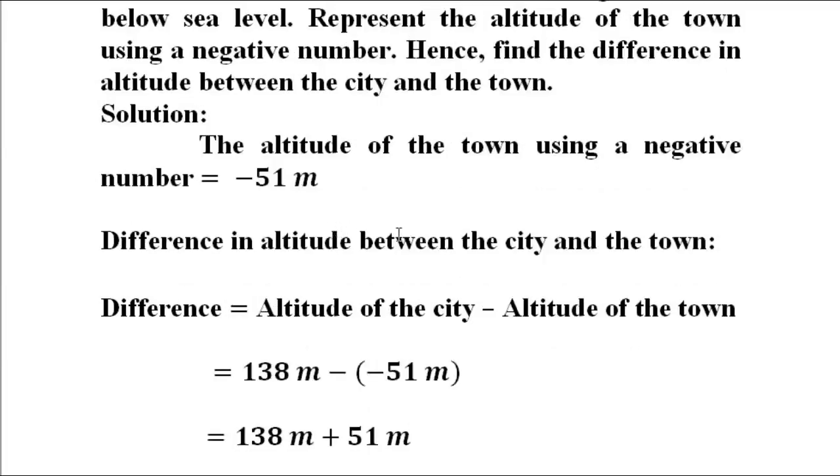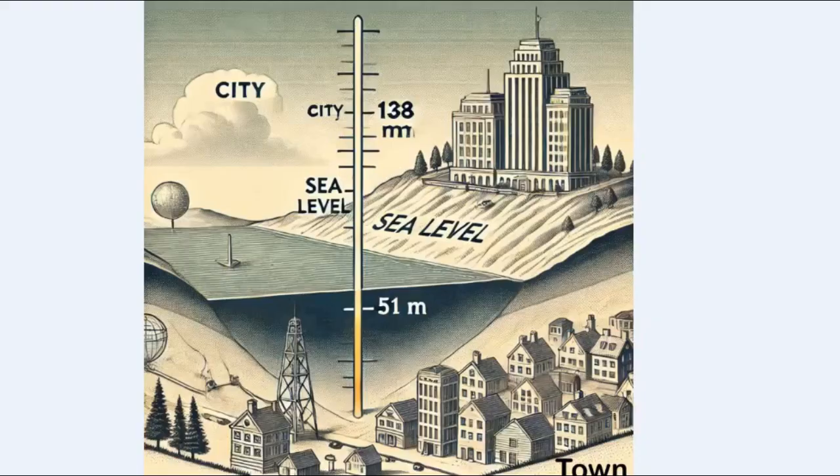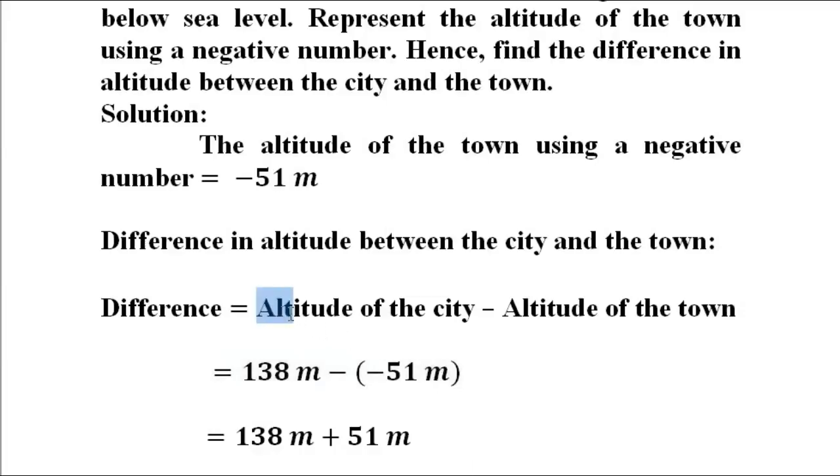The second part of the question is to find the difference in altitude between the city and the town. To find the difference, let's take another look at the model. We are calculating the difference between the altitude of the town and the height of the city, which is 138 meters. This difference can be calculated by subtracting the altitude of the town from the altitude of the city. Therefore, difference equals altitude of the city minus altitude of the town.